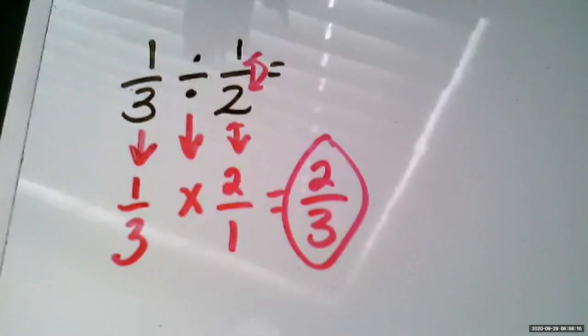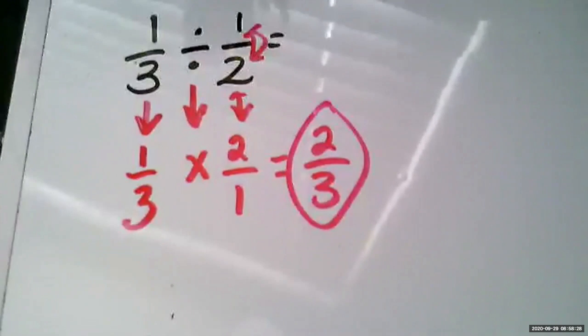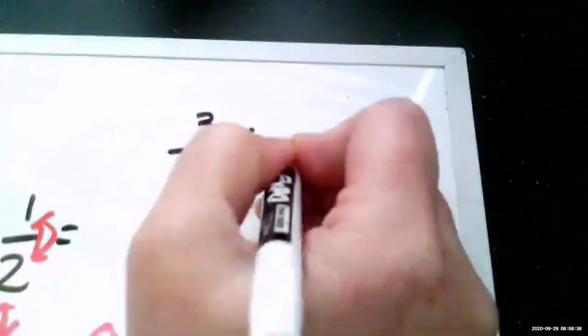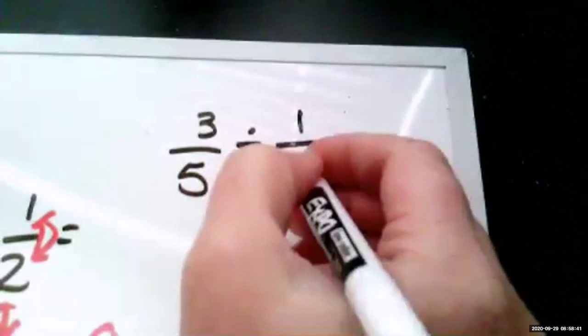All right, there you go. Lost my page. Shouldn't be that difficult. Okay, next problem, let's do 3/5 divided by 1/2.